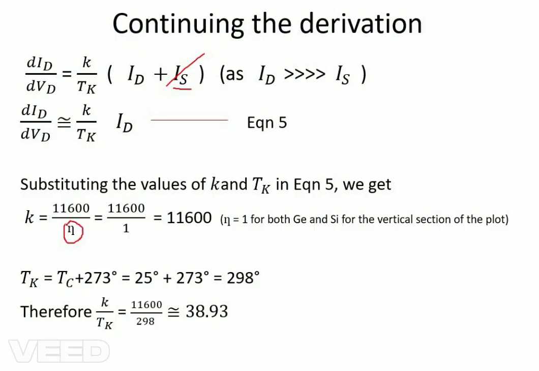Now remember one thing: when we are on the steeper regions of the graph, for the higher regions, when the graph is steeper, this ideality factor is equal to 1, and in that case the answer will simply be 11,600. The value of TK can be calculated as 298 degrees. I have explained all these things in my last lecture. So this value of k over ηTK is 38.93.